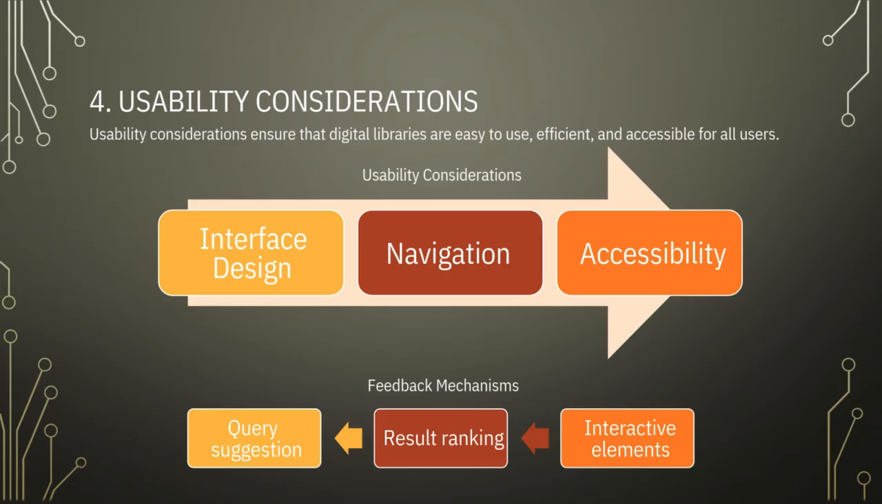Interactive elements, such as autocomplete, clickable filters, or highlighted search terms, further enhance usability by guiding users and making interactions more efficient. Overall, strong usability design ensures that public library digital systems are not only functional, but also inclusive, user-friendly, and capable of supporting meaningful access to information for diverse user groups.